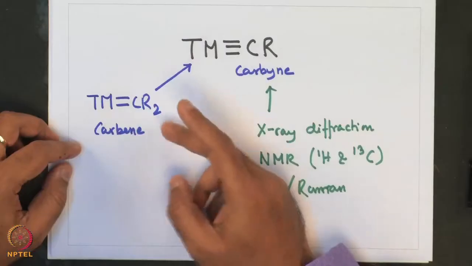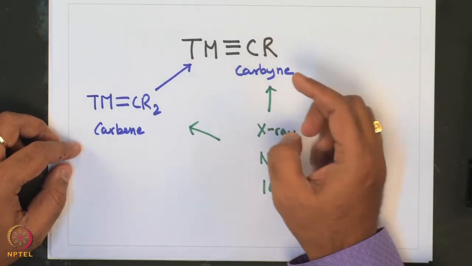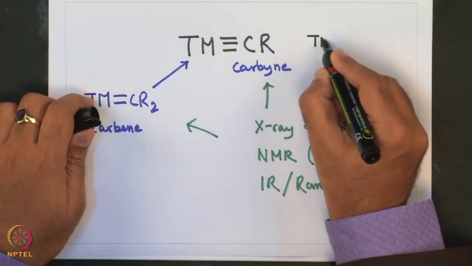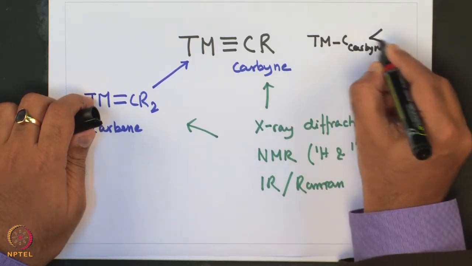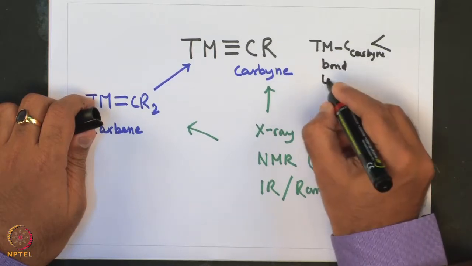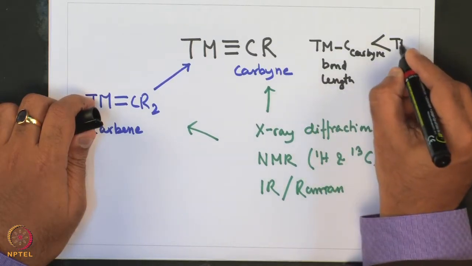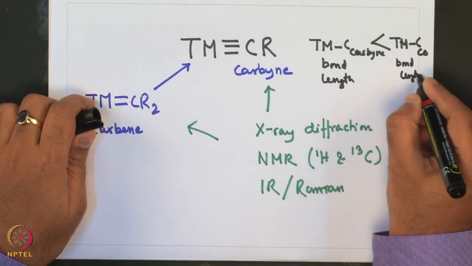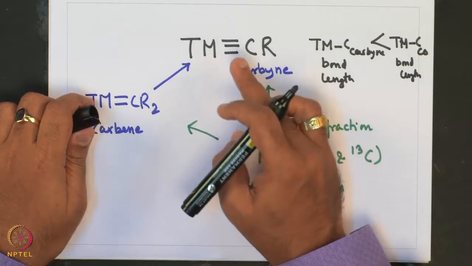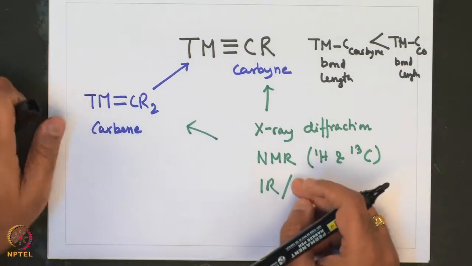and what has been found is that transition metal carbene bonds as well as transition metal carbyne bonds are shorter than the transition metal CO bonds. So let me illustrate that: the transition metal carbyne bond length is shorter than the transition metal CO bond length. So that really indicates that this is more strongly bonded than the transition metal carbyne.